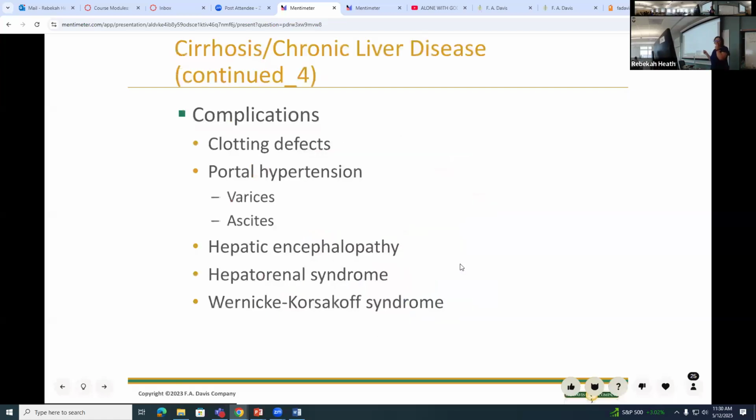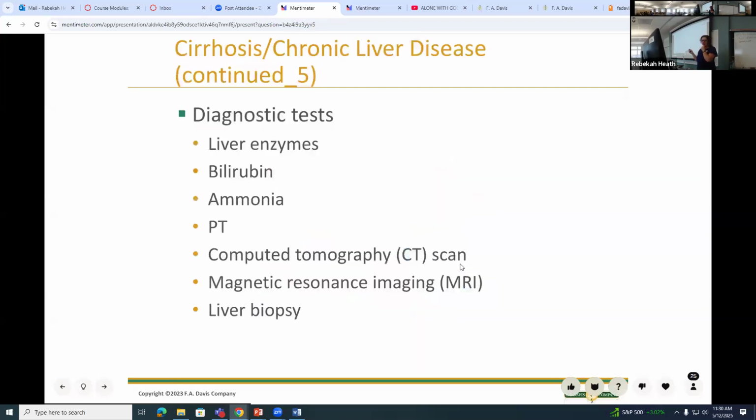Okay, going back, hepatic encephalopathy, yeah. Okay, so diagnostic tests, we kind of talked about this: the enzymes, the bilirubin, ammonia. They're probably going to do a CT scan to make sure there's not a mass or something else causing the problem, an MRI, or even a liver biopsy to actually test the tissue.